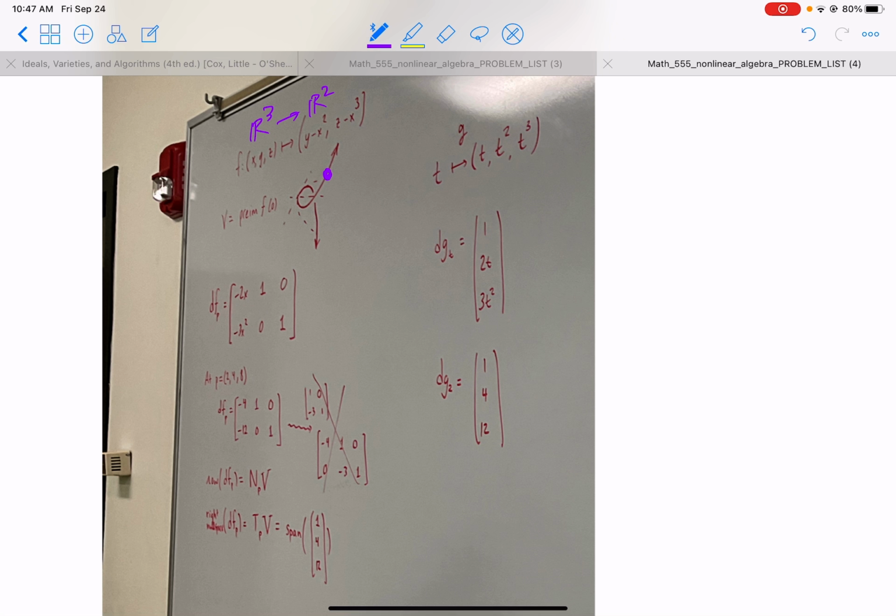The step I missed was just turning the map you gave us into the parametrization. And you just do that by solving the equations, right? Yeah, good question. And eliminating variables.